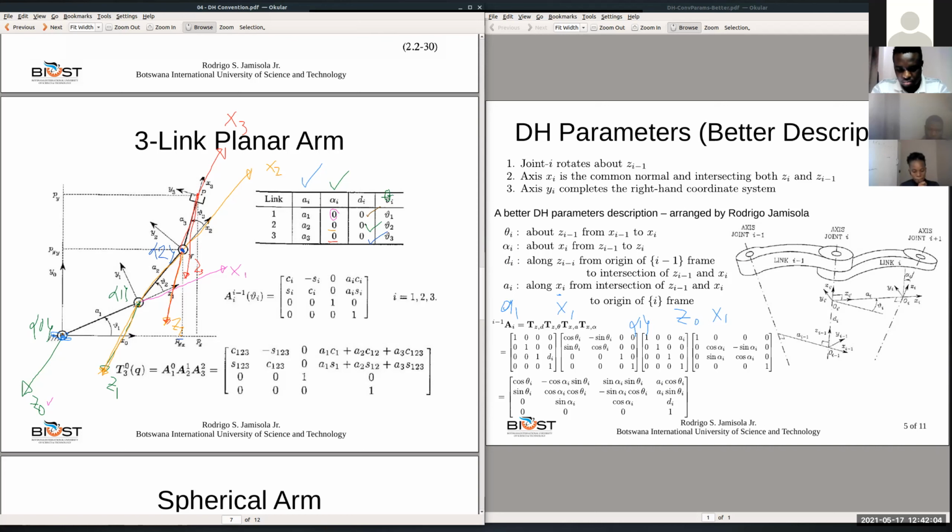So where's the origin of frame 1? This is the origin of frame 1. Okay, from here to there along X1. So from here to there along X1. So that is A1. Is that positive or negative?